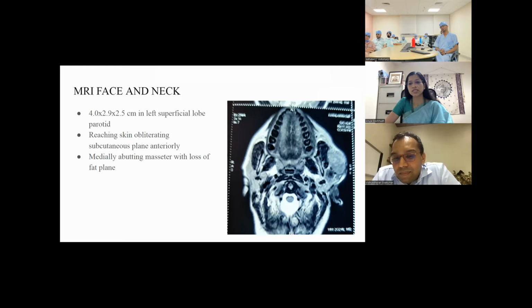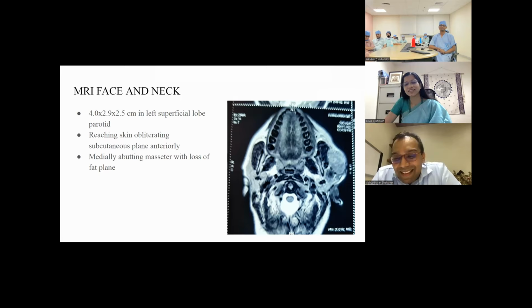What about the greater auricular nerve? Anything you want to tell us about the greater auricular nerve during parotid surgery? Ma'am, the greater auricular nerve is the first neural structure that we identify while raising the planes. It has an anterior and a posterior branch. What is the root value of the greater auricular nerve? C2, C3, ma'am. Right. Okay.